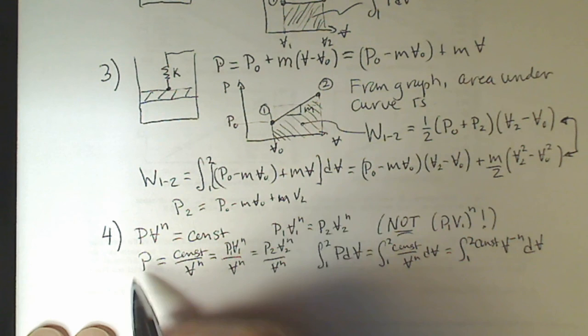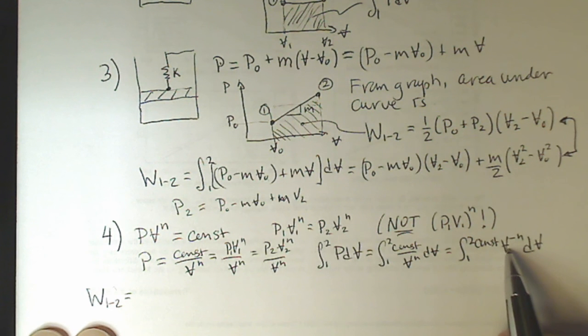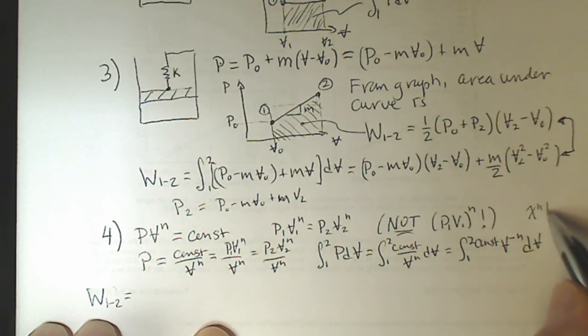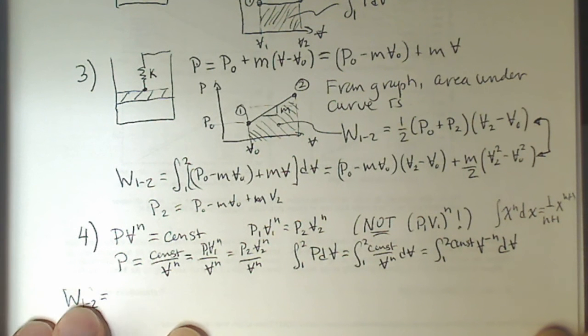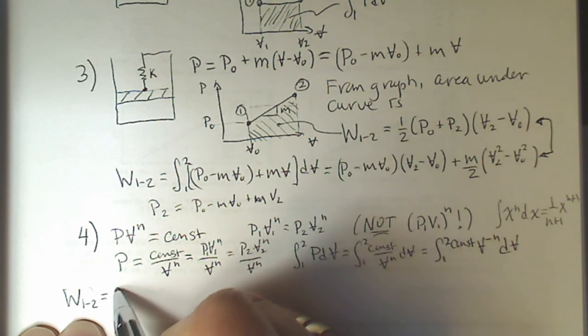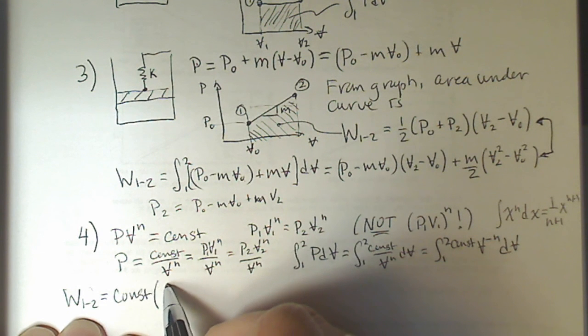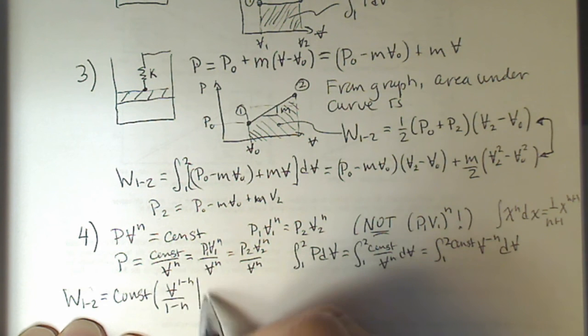If I come back to this next line then, if I integrate v to the minus n dv, that's like x to the n dx. That's 1 over n plus 1, x to the n plus 1, right? I don't know if you can quite see that off the edge of the page. So this integral becomes my constant, whatever that is, times v to the 1 minus n divided by 1 minus n. And then I got to evaluate that between 1 and 2.